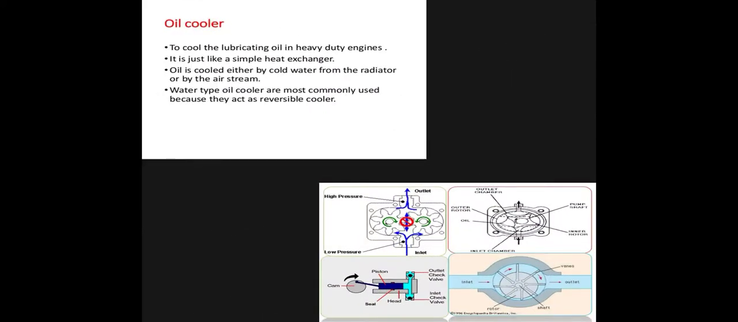Oil cooler. It cools the lubricating oil in heavy duty engines and is just like a simple heat exchanger. Oil is cooled either by cold water from the radiator or by air stream. Water type coolers are most commonly used because they act as reversible coolers.